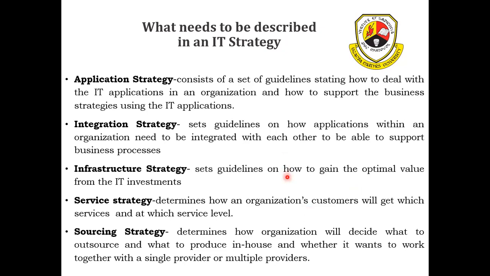So for the application strategy, you look at all applications that are needed to support the business now and for the goals that have been identified. What are all the applications that are necessary? Integration strategy looks at, like we said, where the business processes need to integrate to support one another. The infrastructure looks at where you need to make investments to support integration and all the applications that you've identified.